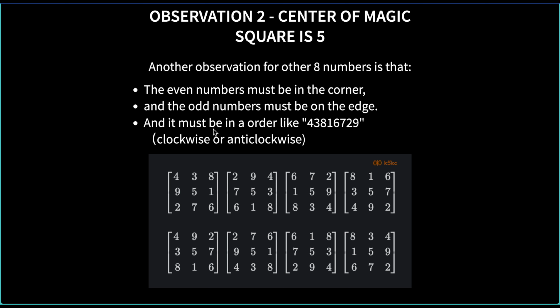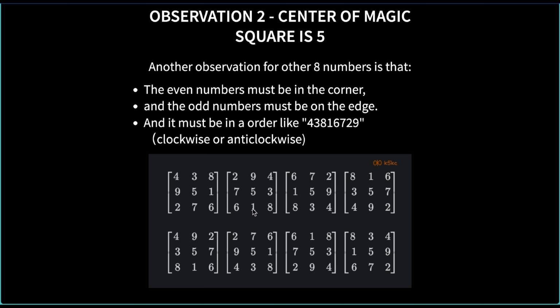And finally, all the boundary elements, clockwise or counterclockwise, follow the order 4, 3, 8, 1, 6, 7, 2, 9. Let's look at it. So it will be 4, 3, 8, 1, 6, 7, 2, 9. Similarly, here we can see that it starts from 4, 3, 8, 1, 6, 7, 2, 9. And similarly, we can check counterclockwise as well.